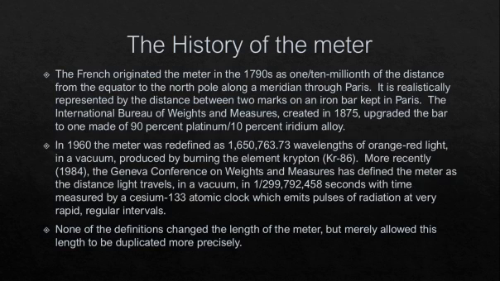So it's realistically represented by the distance between 2 marks on an iron bar kept in Paris. So there's an actual physical meter. This bar, which is kept under lock and key in Paris, measures out what a meter is. The International Bureau of Weights and Measures, created in 1875, upgraded the bar to one made of 90% platinum, 10% iridium alloy. The reason for that is iron will tend to rust. Platinum iridium is a lot more stable.